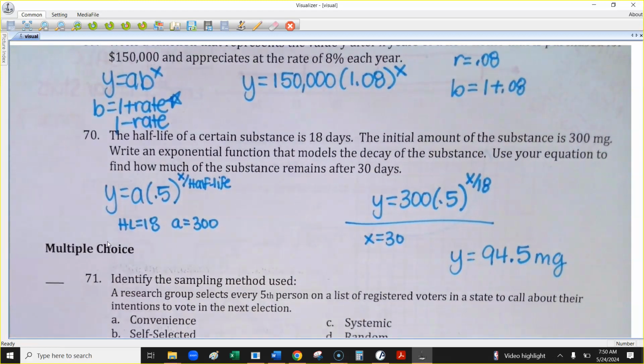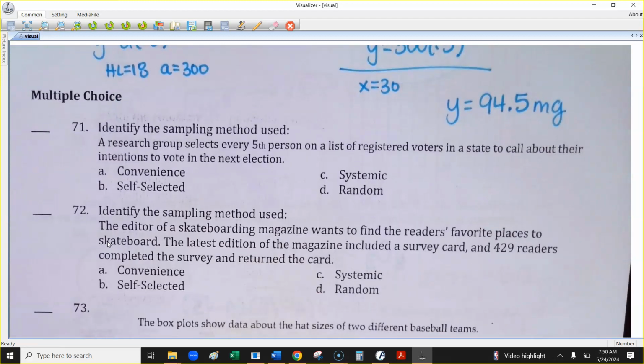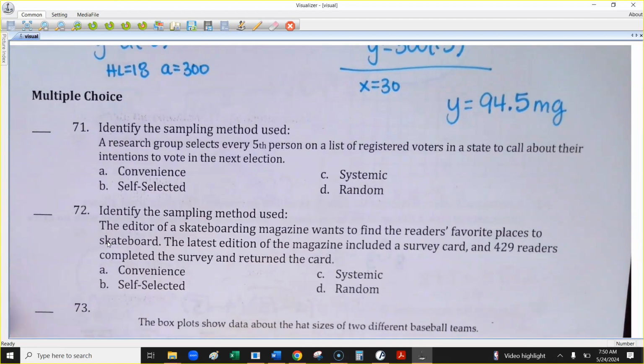Now, the last 3 are very similar to the ones on the actual test because these are multiple choice.